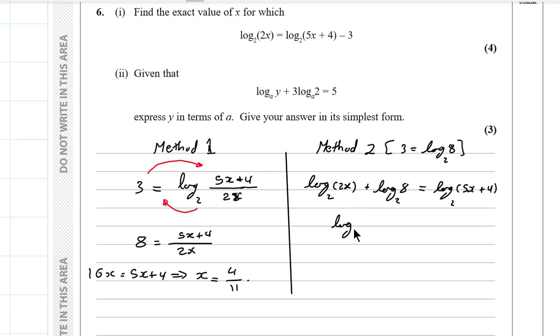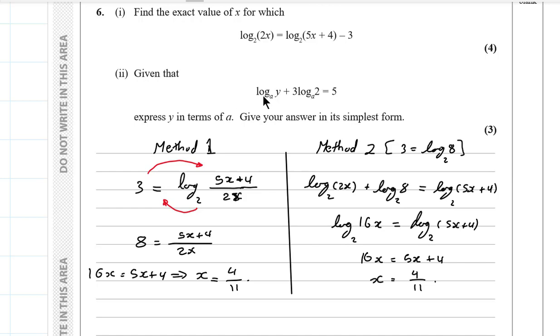And so that we can write here just one log for the product of 8 times 2x, which is 16x, for the same base of course, equals logarithm also 5x plus 4 to the base 2, and so that 16x will be equal 5x plus 4, which will get the same answer, x equals 4 over 11.